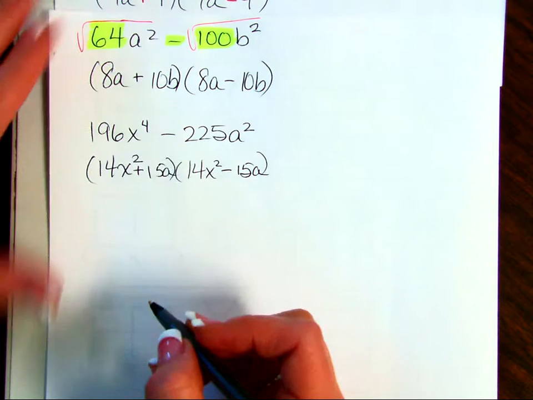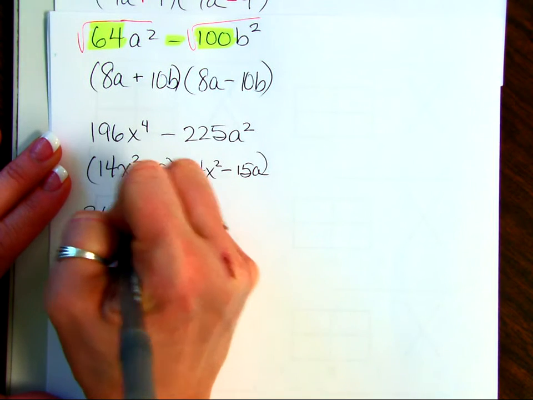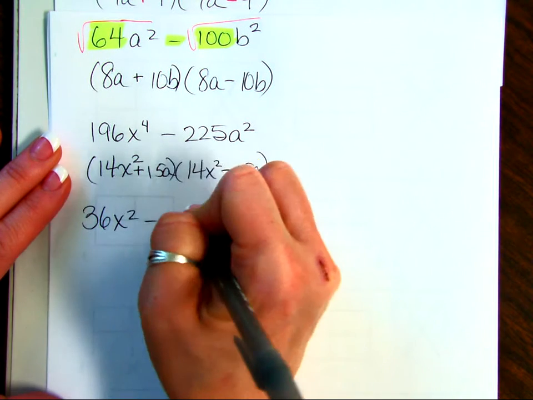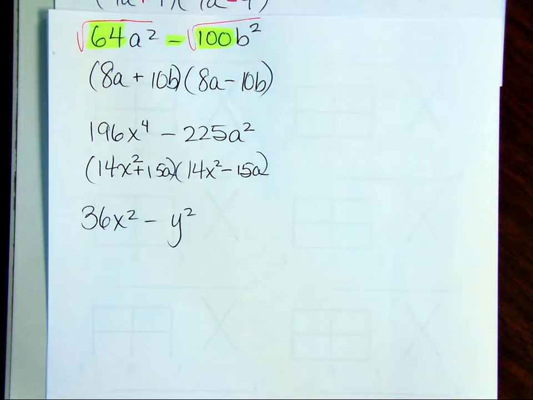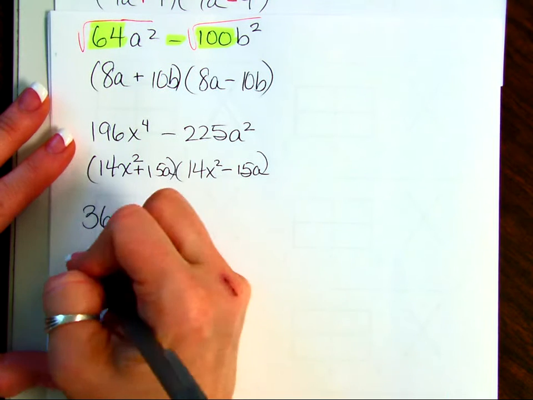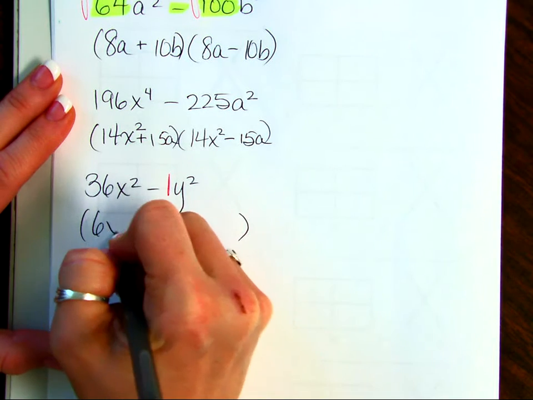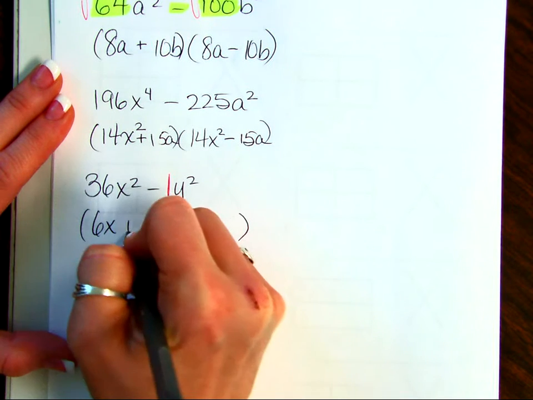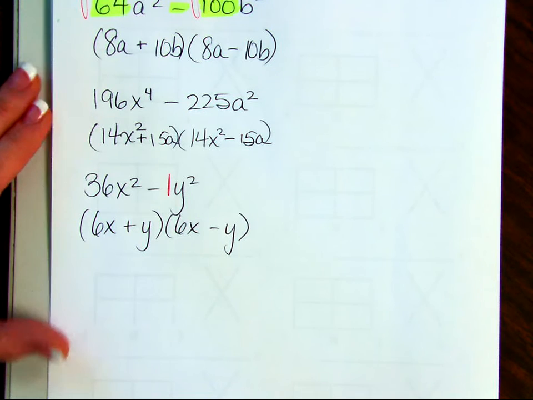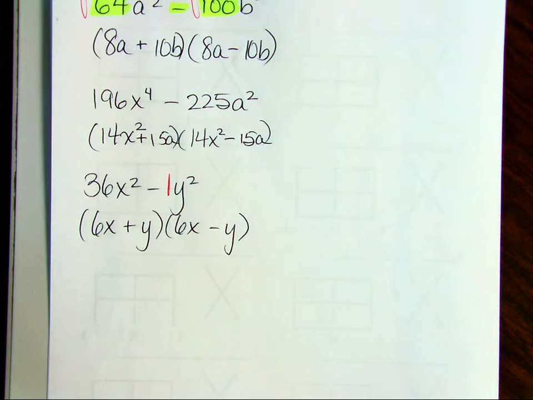So try this one right here. 36x squared minus y squared, just y squared. So go ahead and factor that. What is the coefficient of y? 1. 1's a perfect square, right? So step 1, does it meet the criteria? 6x times 6x, positive y times negative y. Yes? Okay. Now, there's going to be a sheet that I give you where they're all going to work out.